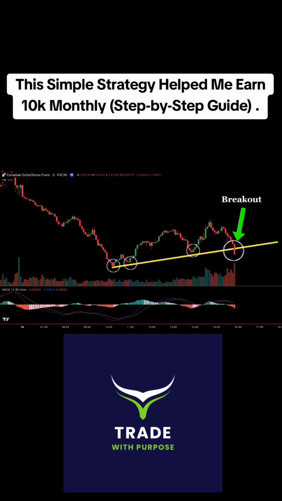Now, let's check the volume indicator. As you can see, selling volume increased significantly, especially at the breakout. This tells us that more sellers are entering the market, adding strength to the breakout.